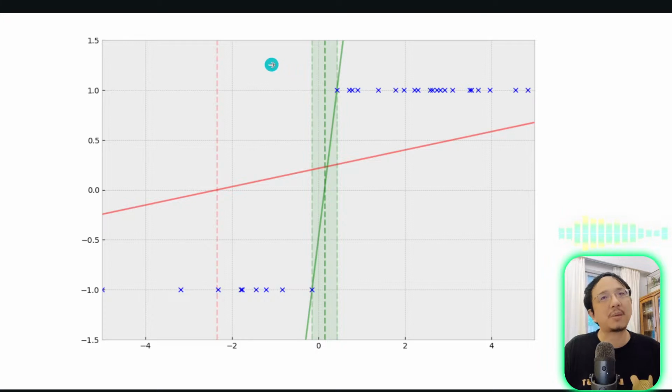In this case, for the support vector machine, the decision boundary is exactly in the middle of the nearest negative sample and the nearest positive sample. Or to state this another way, the decision boundary is exactly the average of the smallest positive sample and the largest negative sample.